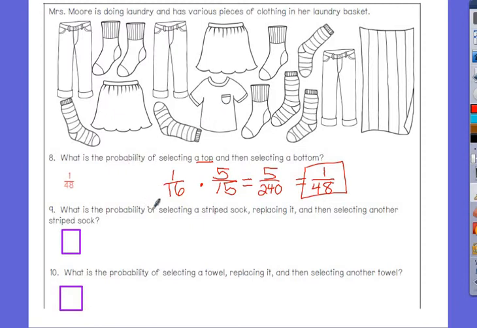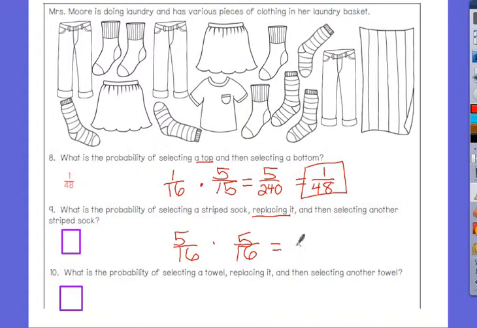Okay, number 9. What is the probability of selecting a striped sock, replacing it, and selecting another striped sock? What's a key word here? Replacing. So both times, how many total items am I looking at? 16. Okay, so I'm looking for first a striped sock. How many can I choose from? 5. I picked it up and I put it back. So how many striped socks are in there? 5 out of total 16.